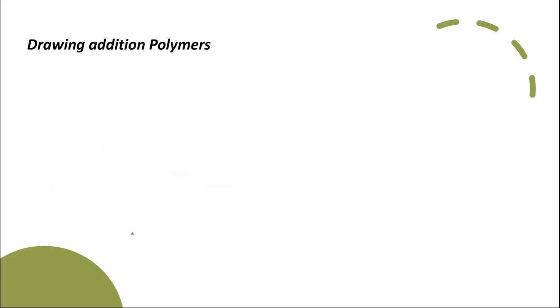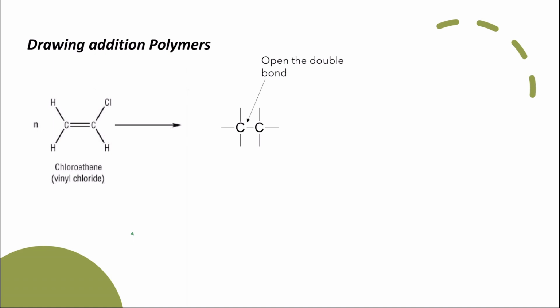How can we draw the addition polymer? So if we know the structure of the monomer, we can use this structure to draw the addition polymer structure. So let's start off with chloroethene or vinyl chloride. So vinyl chloride molecules, monomers, will react together in addition polymerization to give you the polymer polyvinyl chloride or polychloroethene. First of all, you need to open the double bond between the two carbon atoms of the ethene or of the alkene, and then you're going to get the polymer backbone.